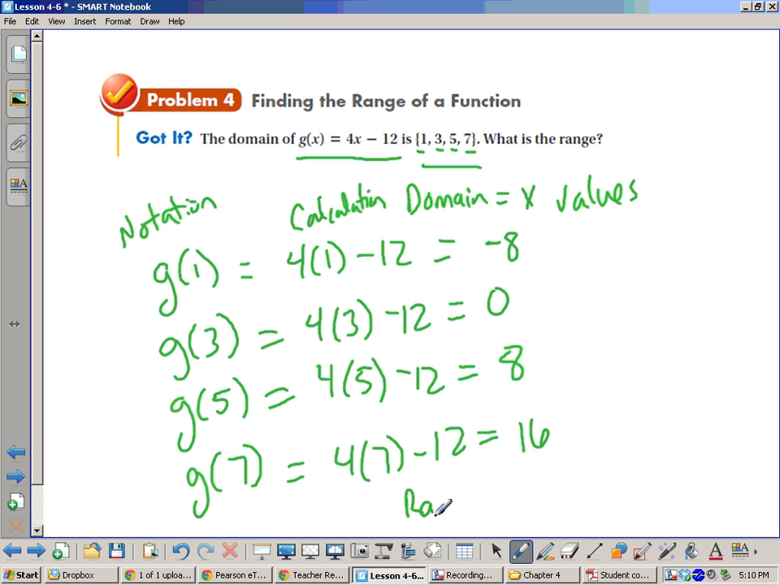So our range for this problem, to write it in a list form, is going to be -8, 0, 8, and 16. So we found the range for this problem.